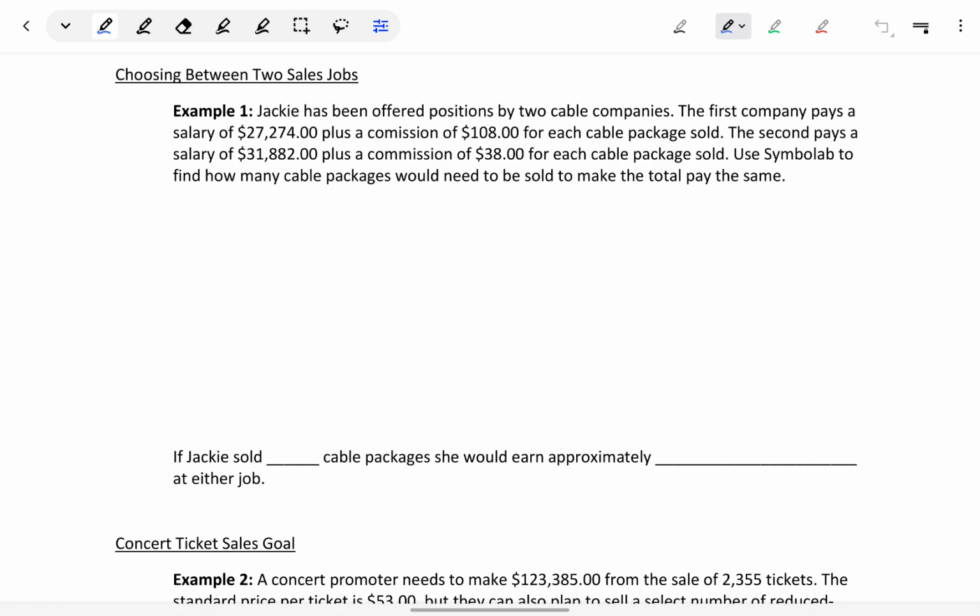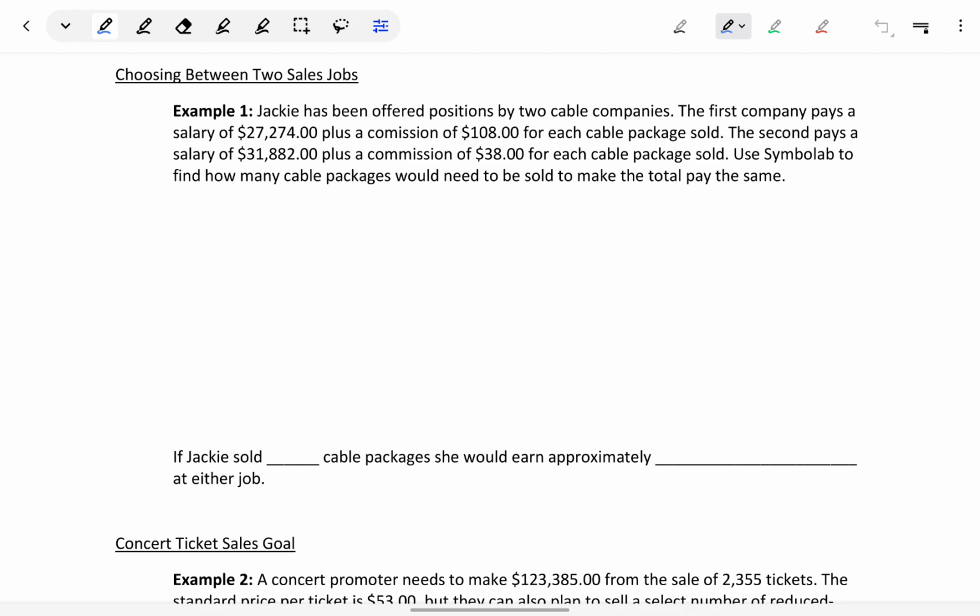In example 1, Jackie has been offered positions by two cable companies. The first company pays a salary of $27,274 plus a commission of $108 for each cable package sold. The second pays a salary of $31,882 plus a commission of $38 for each cable package sold. We want to use Symbolab, so we're going to be using technology to take care of these calculations to find how many cable packages would need to be sold to make the total pay the same.